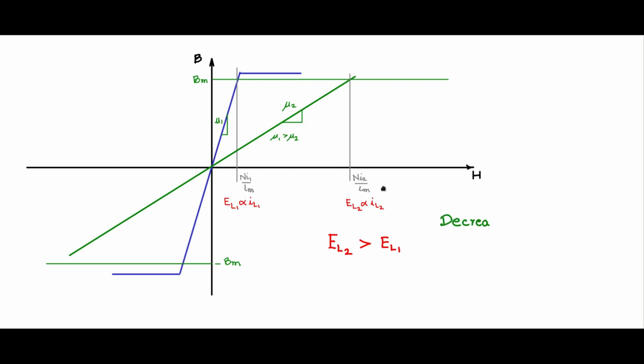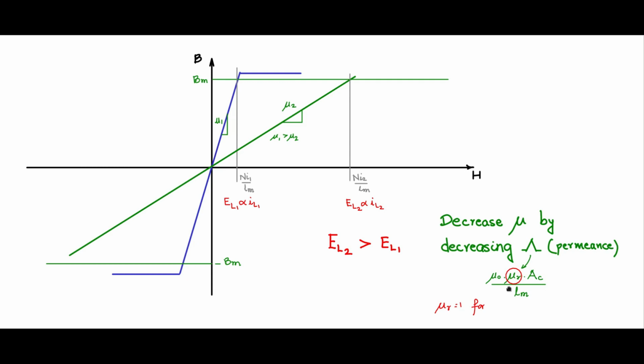So how do you achieve that? You have to decrease permeability. How do you decrease permeability? By decreasing the permeance. And what is permeance? Permeance we saw is mu naught mu r AC by Lm, the magnetic path length. Look at this mu r. Mu r is the relative permeability, which is of the order of 2000 to 2500 in the case of ferrites. Let us say you make it equal to 1. What is it? Permeance becomes mu naught AC by Lm, which is for free space.